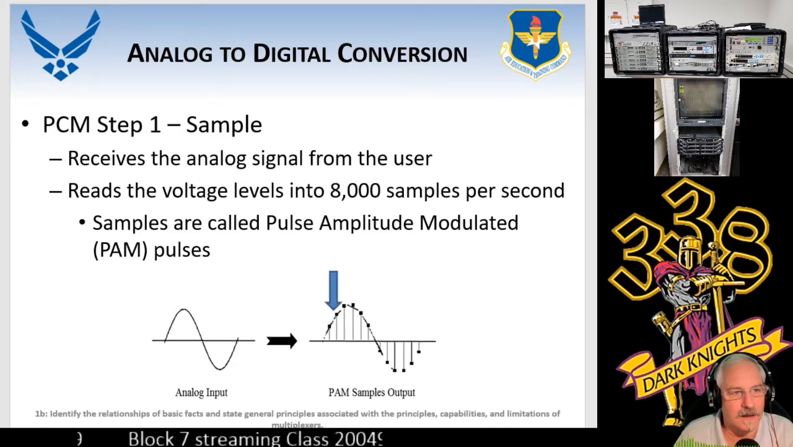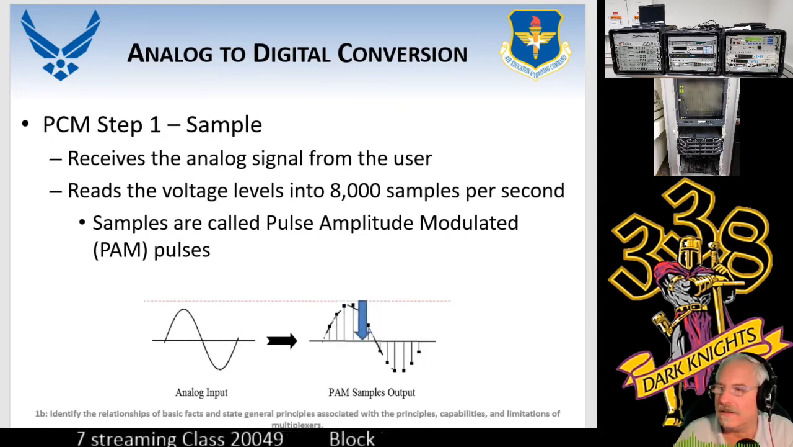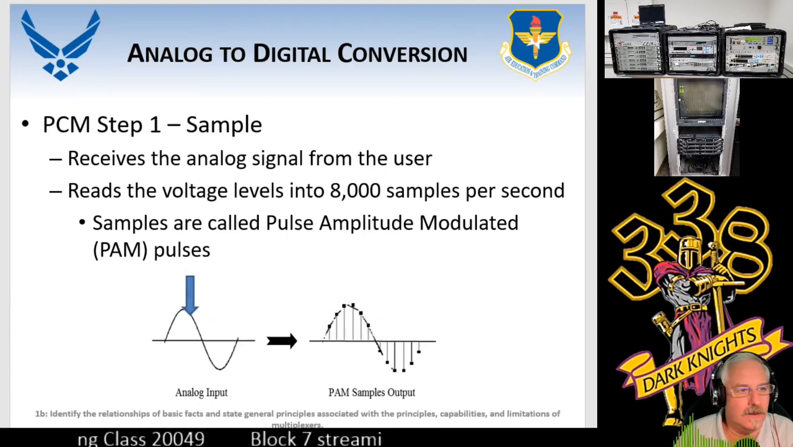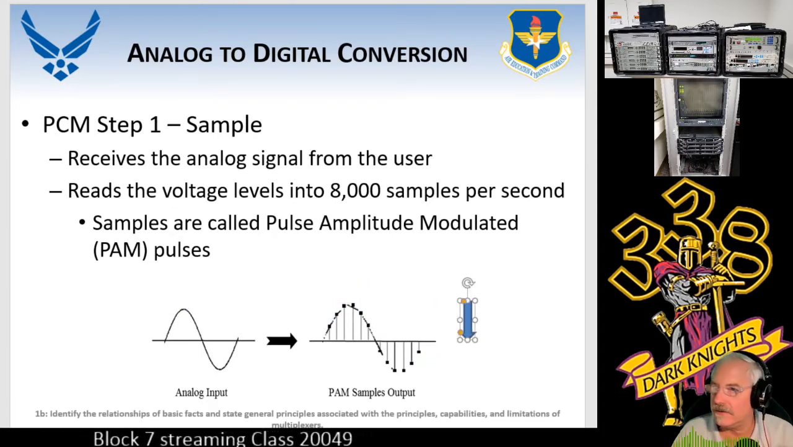You can see each of these dots is a representative of the analog signal. And again, they're in sequence, and they are spaced equally apart, 8,000 times. So this signal now is going to be represented by these samples here. So this analog waveform is now going to be represented by the samples. So that's the first step.